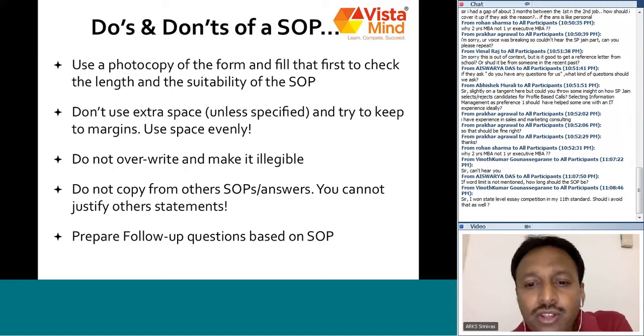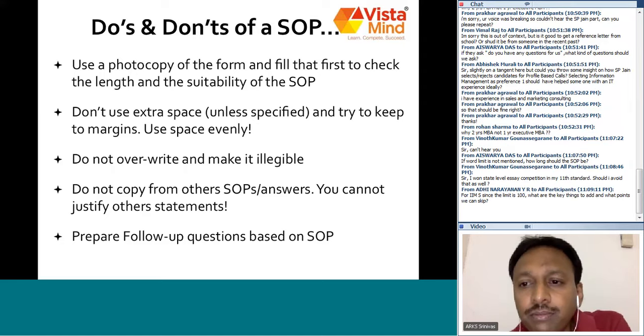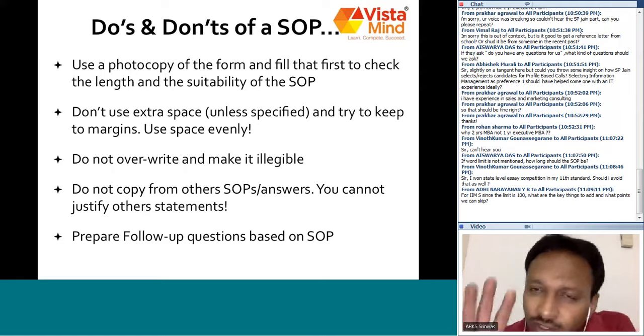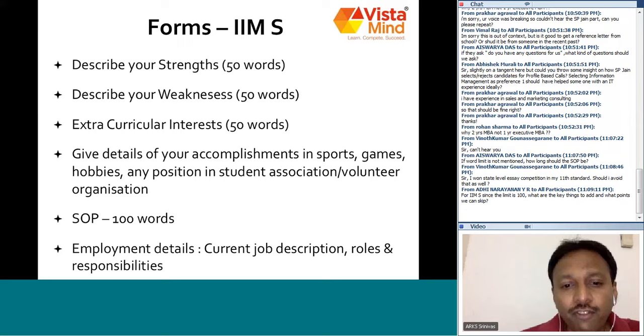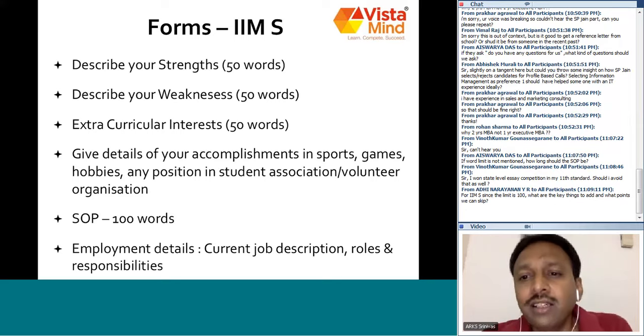Then prepare the follow-up questions from the SOP. Prepare follow-up questions based on the SOP. What are the questions which can come? Now let's take up form by form, one after the other.